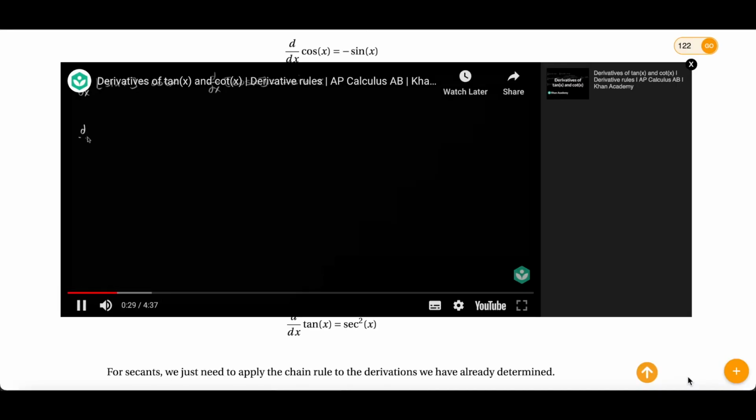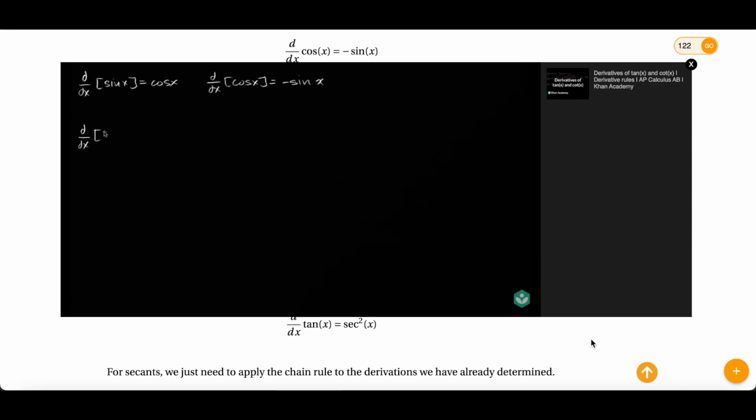Let's figure out what the derivative with respect to x is. Let's first do tangent of x. Well, this is the same thing as trying to find the derivative with respect to x of tangent of x, which is just sine of x over cosine of x, and since it can be expressed as the quotient of two functions, we can apply the quotient rule here to evaluate this, or to figure out what this is going to be. The quotient rule tells us that this is going to be the derivative of the top function, which we know is.